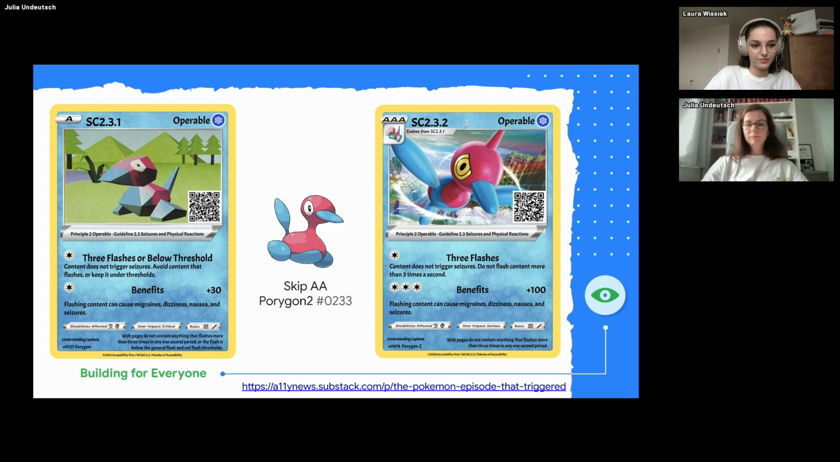Yeah, Porygon gets a bit of a bad rep, which is kind of sad, but I actually like him. He's a very cute Pokemon. And interesting fun fact, this was also the episode that changed Pikachu's Thunderbolt forever. Because after this, understandably, they dropped the strobe effects from the animation and changed it to be more seizure safe.